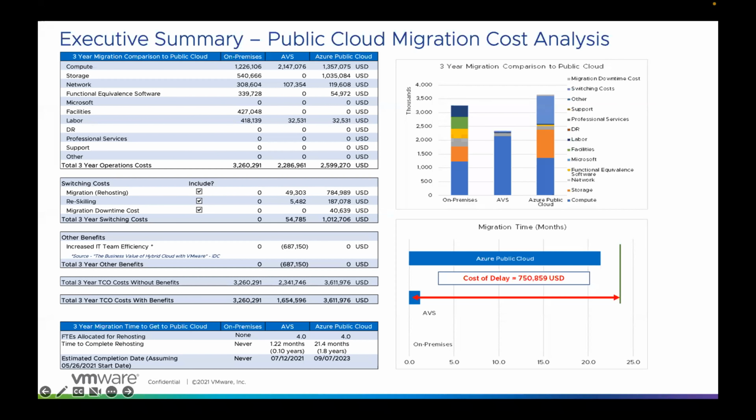Yeah, absolutely. And I love the breakdown, the cost analysis side by side, comparing all three options. Cooper, Greg, how do our partners get this cost analysis? How do they engage you guys?